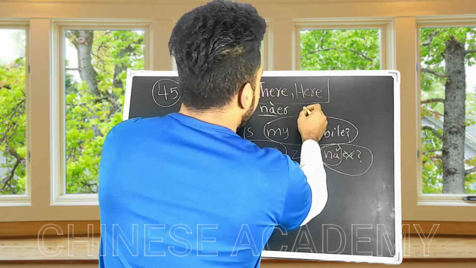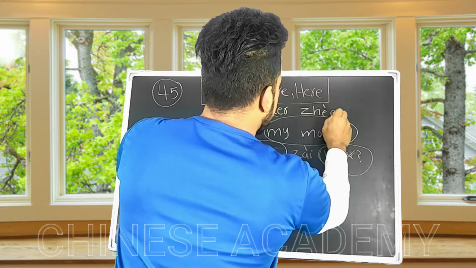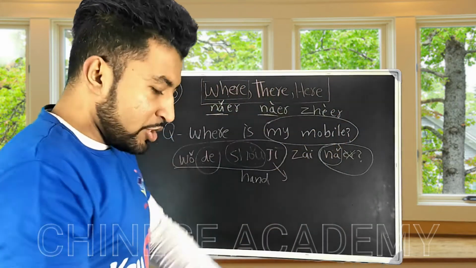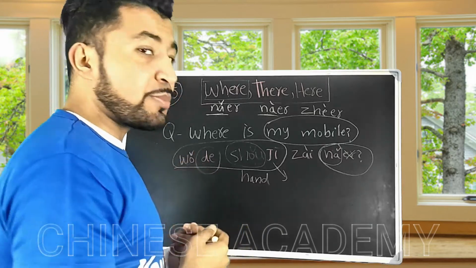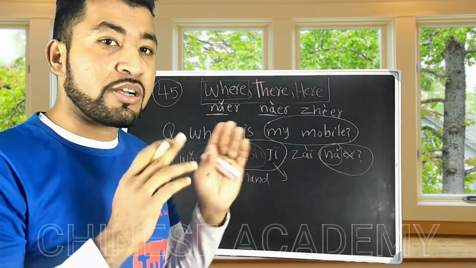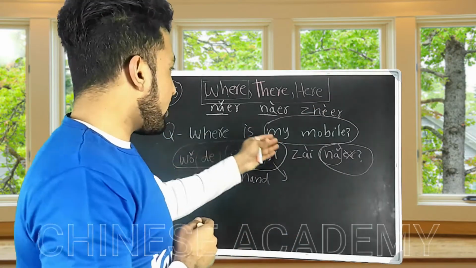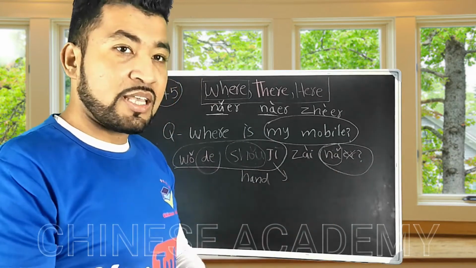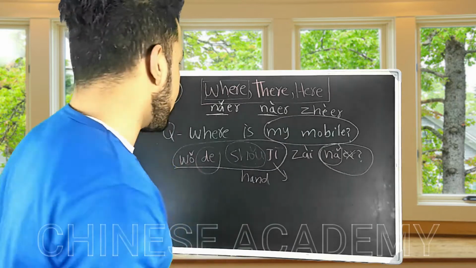But for here it's very easy, the easiest tone. 这儿 means here. 我的手机在哪儿, where is my mobile phone? It's there, 在那儿. We are not asking a question, we are answering. 那儿, there. Where is my mobile phone? It's here. The same, we are answering, not asking the question. So 这儿, simple as that.